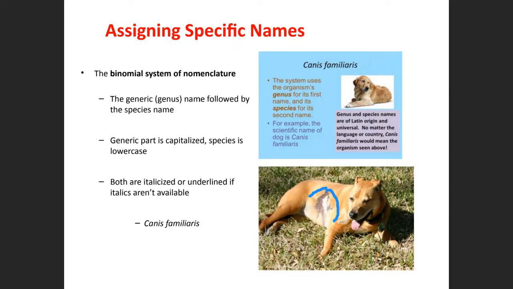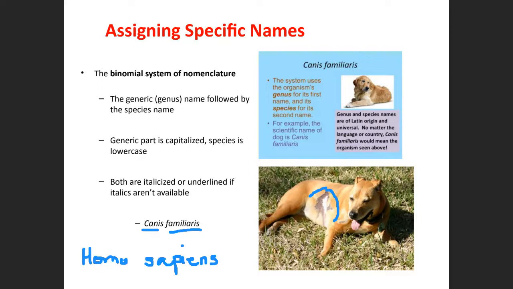But getting back to the nomenclature system, right? So Canis familiaris is the genus and the species of the domestic dog, right? Canis is the genus and familiaris is the species. For humans, it's Homo sapiens, right? Homo being the genus and sapiens being the species.